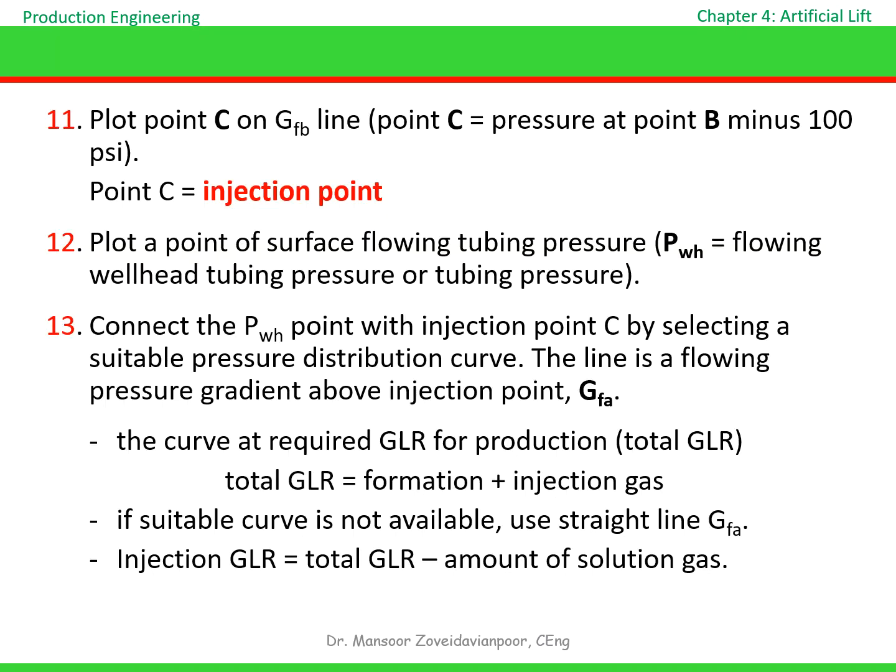Now we determine the actual injection point. Starting from the point of balance, B, we move down by 100 psi to locate point C, which becomes the gas injection point. Next, we plot the flowing wellhead pressure, PWH. Finally, we connect PWH to the injection point using the appropriate pressure distribution curve. This gives us GFA, the flowing pressure gradient above the injection point. The selected curve must reflect the total GLR, which includes both formation gas and injected gas. At this stage, the injection point location is finalized.